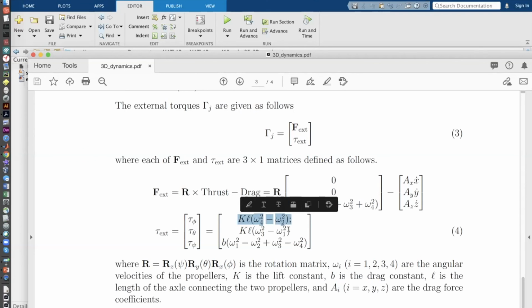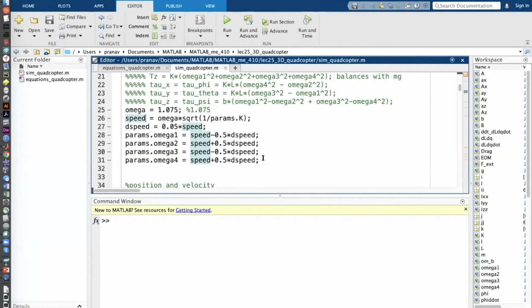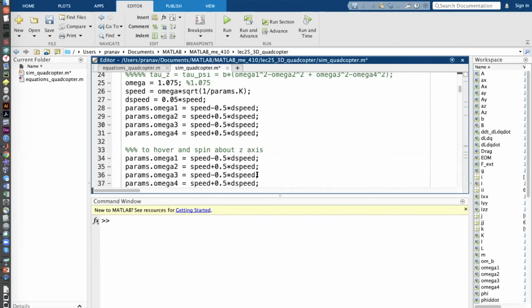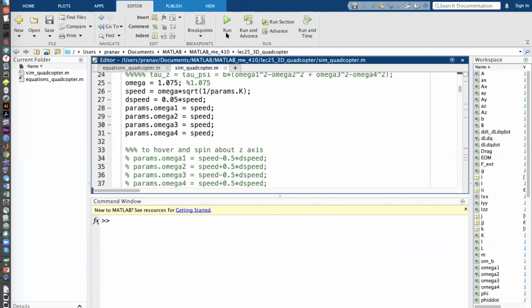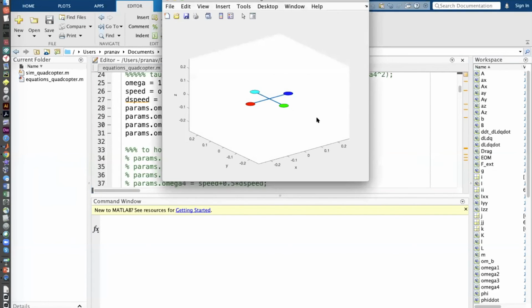Now let's see the effect of these two. Okay, so what I need to do is change omega 1 relative to omega 3 for the quadcopter to turn about the y-axis. Okay, so let me now go back, revert back, and let me just save this. So I'll say that to hover and spin about the z-axis, this is what you do. So when you get this file, you can play with this. Okay, so now I'm going to go back to hovering. Okay, just confirm that it is hovering and not spinning.